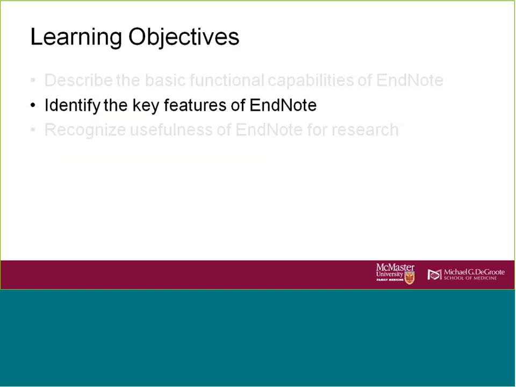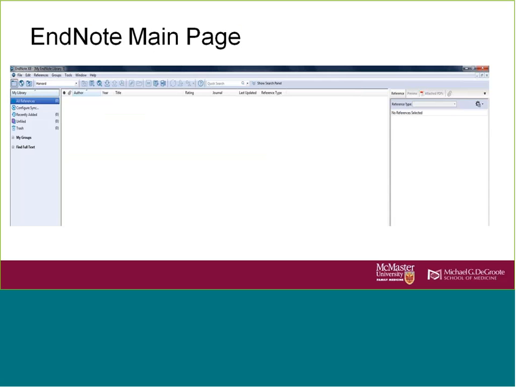Moving forward, we'll look at the key features of the software. I decided to put a screenshot of it on the slides here. This is the main page of the software. This is the latest version. I think the older versions might look a bit different, but this is the latest version, X8. I'll highlight a few important parts of the main page. On the left, you see in the square the library.